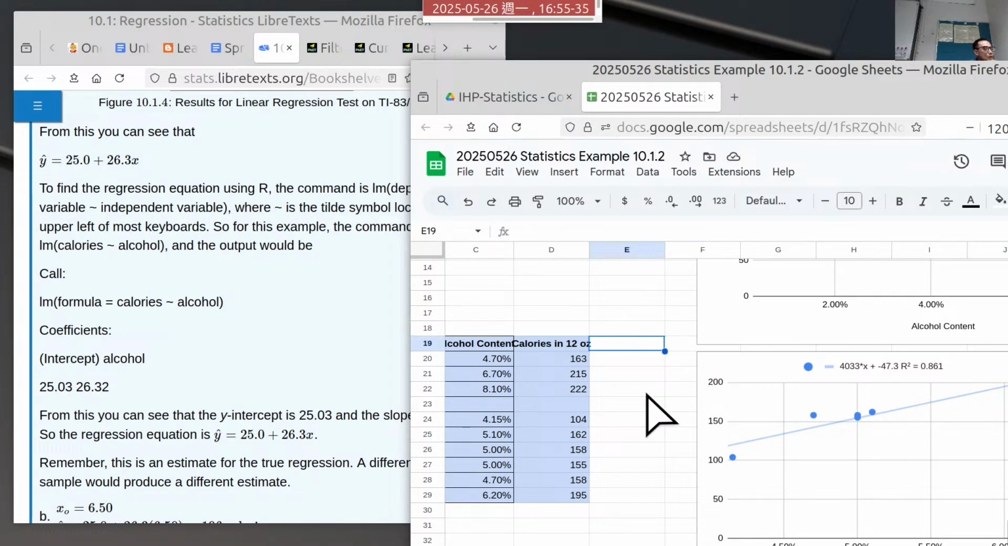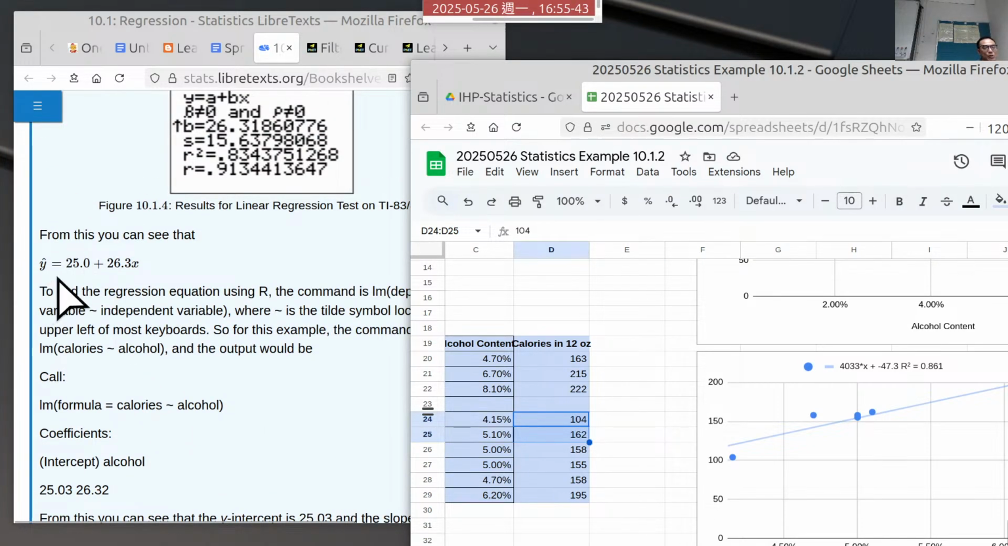Okay, now who can tell me why my calculation is different from the textbook? Because the textbook y hat equals 25.0 plus 26.3x, but my answer is very weird. Why? Who can tell me why?